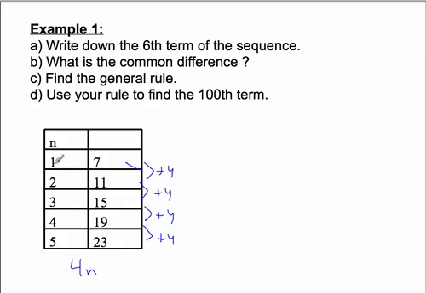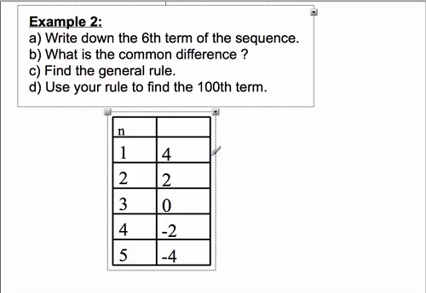So if you use 4n on n minus 1, you get 4. You need an extra 3 to get to 7. And let's see if that works for 5. It works for 5 because 4 times 5 is 20, plus 3 is 23, so it works. So there's our rule. And we're going to use the rule to find the 100th term. Okay, so the 100th term is going to be 4 times 100 plus 3, which is 403. So this is our answer to part D.